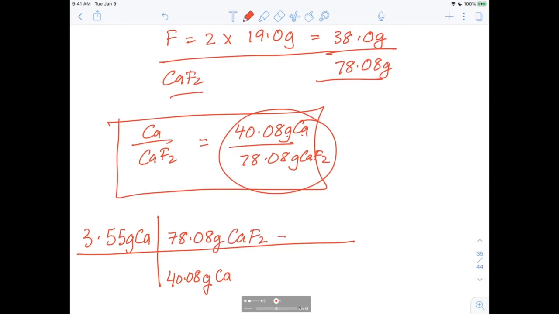Calcium fluoride. Okay? Grams calcium, 3.55 times 78.08 divided by 40.08, 6.92 grams of calcium fluoride. Okay?